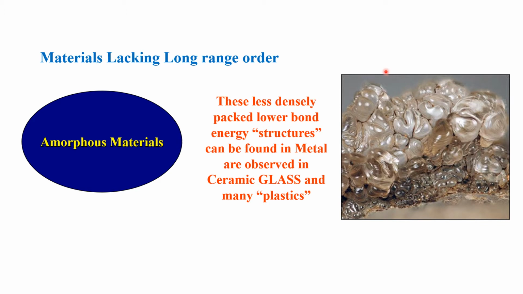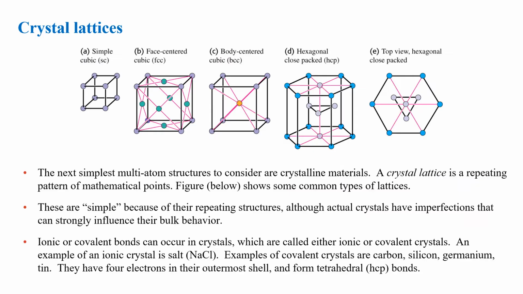Amorphous materials like glass and butter have less densely packed, lower bond energy structures, and this can also be found in metals, and is observed in ceramic glass and many plastics. So amorphous materials are materials lacking the long-range order. Now, this is just to give you an overview.